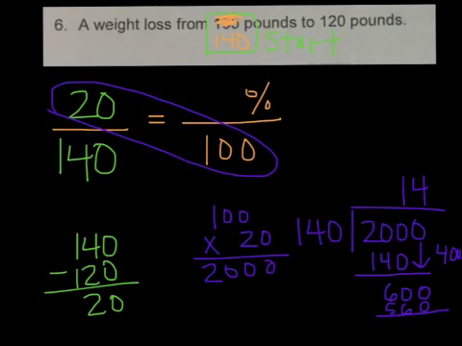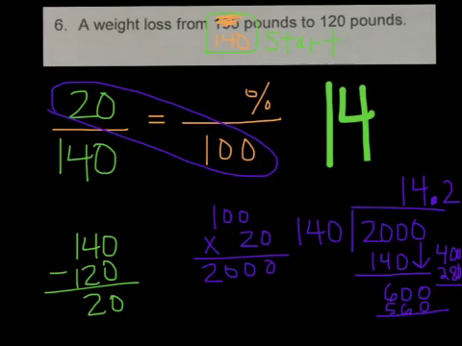If I bring another 0 into the problem, right now this is 14 point something. 140 can go into 400 I think 2 times, and that's it. That would be 280. Okay, this is going to keep going. Now, since we are estimating, we want whole number answers. So if I were to estimate 14.2, is that closer to 14 or closer to 15? Hopefully you are saying 14. So my final answer on number 6 is going to be 14%.